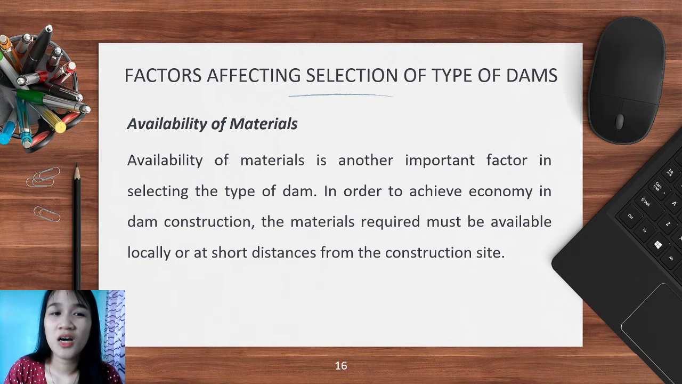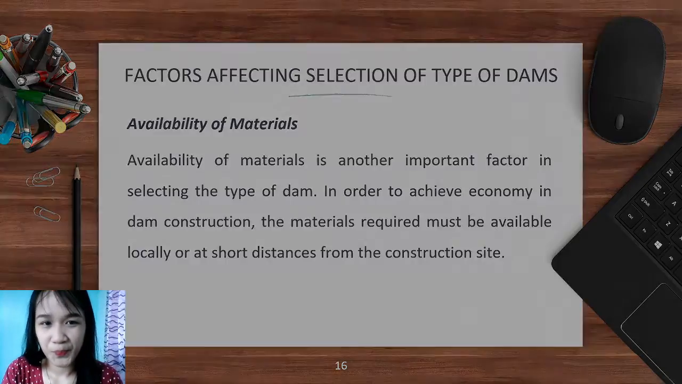So isa po daw sa mga factor nga maka-affect sa pag-selection of type is availability of materials. So kailangan daw make sure nila nga ang materials kay duol ra daw sa kung asa i-construct the dam.